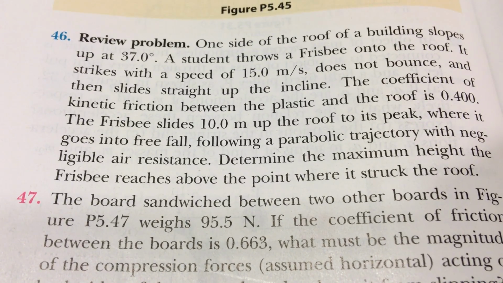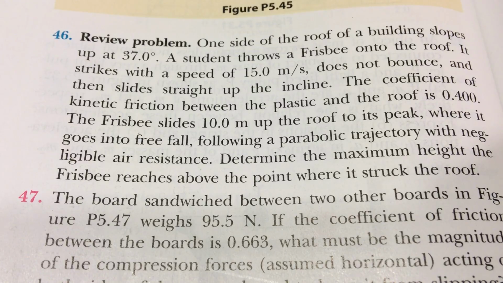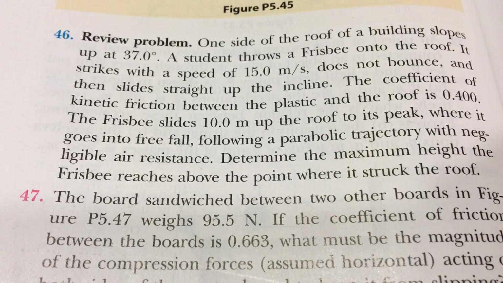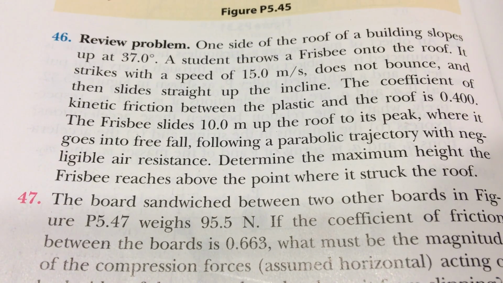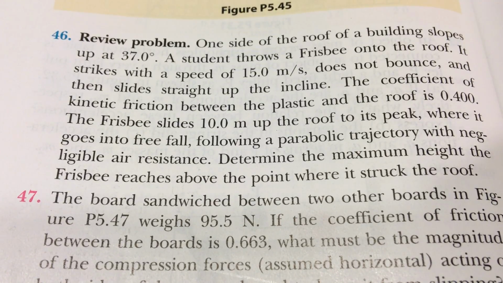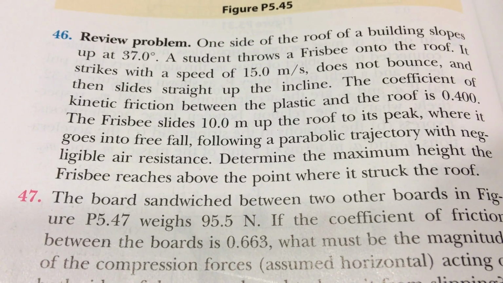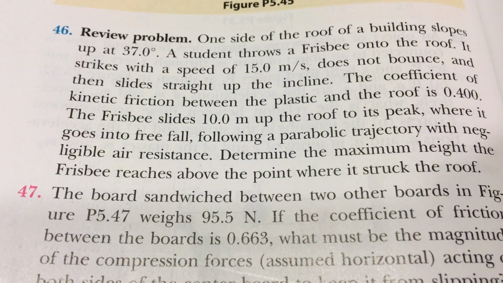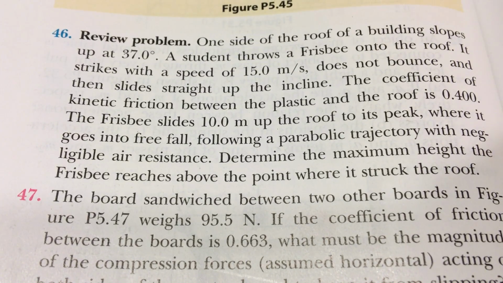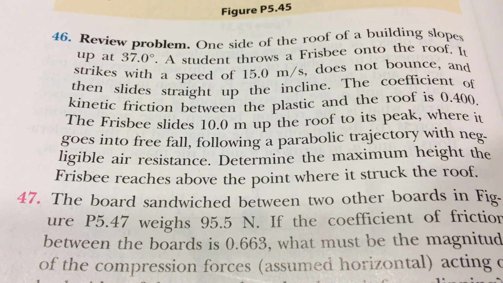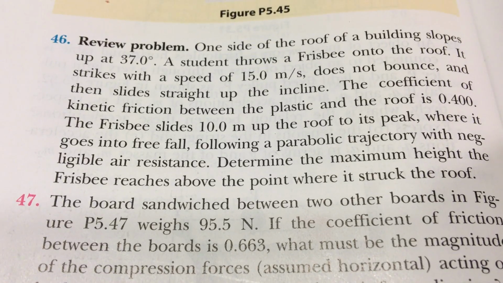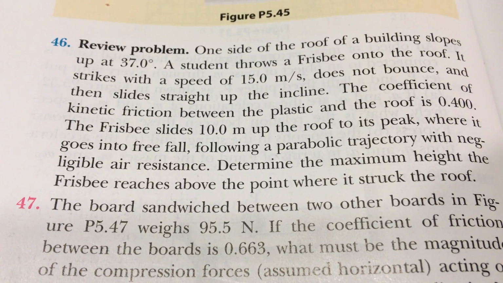A student throws a frisbee onto the roof. It strikes with a speed of 15 meters per second, does not bounce, and then slides straight up the incline. The coefficient of kinetic friction between the plastic and the roof is 0.4. The frisbee slides 10 meters up the roof to its peak, where it goes into free fall, following a parabolic trajectory with negligible air resistance.